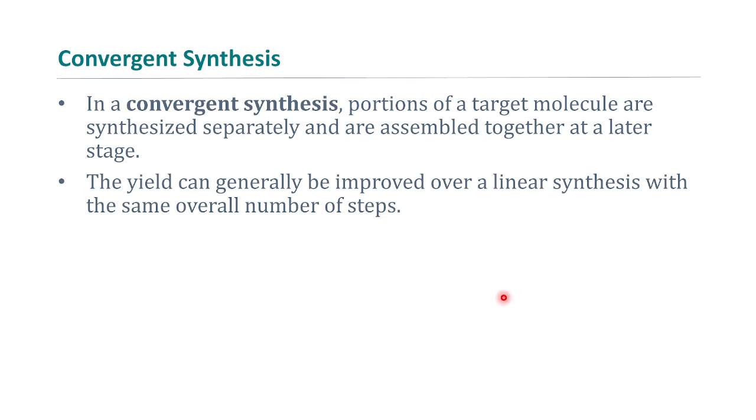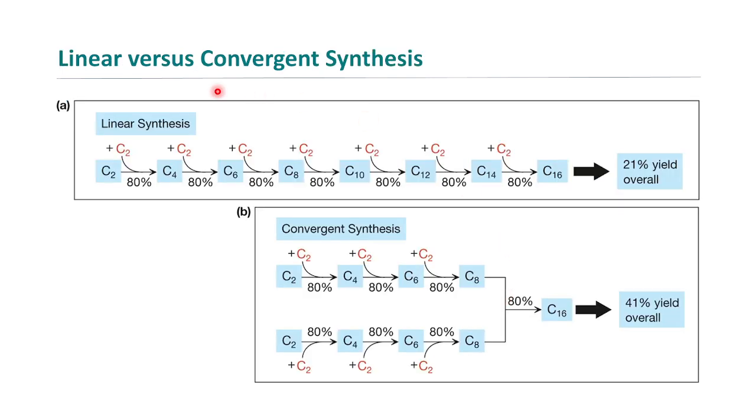So, convergent synthesis: portions of a target molecule are synthesized separately, and are then assembled together at a later stage. Essentially, it's where you take syntheses and they're branched and they come together later. The yield can generally be improved over a linear synthesis with the same overall number of steps, because remember that we're not going to compound every single percent yield along the same path. So this is a linear synthesis up here with this number of steps, and then we have the same number of steps down here, but this is a convergent synthesis where we do part of the structure and then we take the other part of the structure and then we combine those two parts.